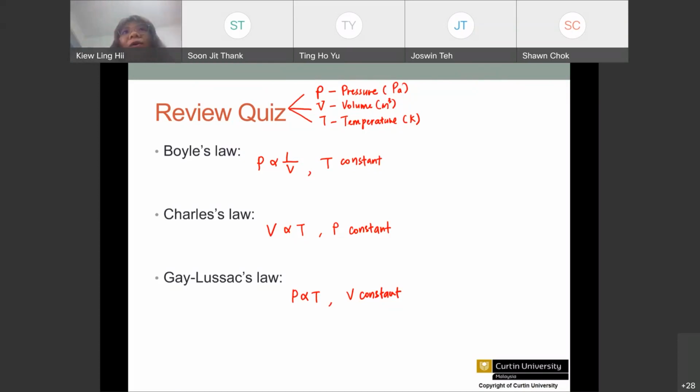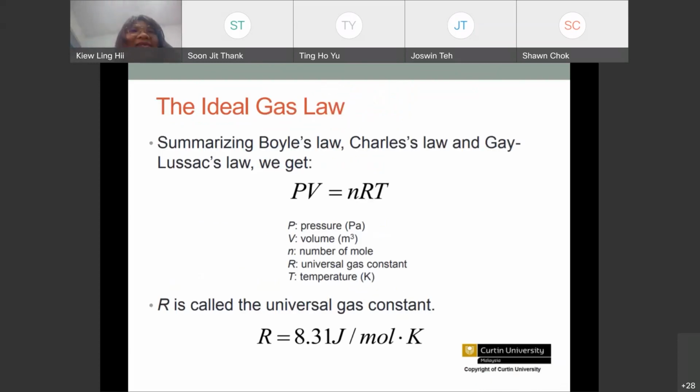So these are the three laws that are involved with the ideal gas law. So what happens when we combine all these three together? We get the ultimate ideal gas law: PV equals nRT. I think you have learned this in your chemistry also. So this is the ideal gas law.